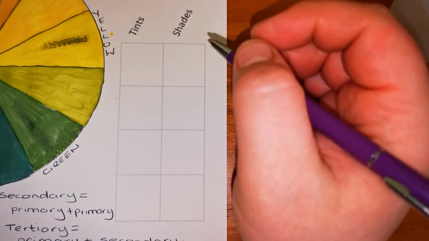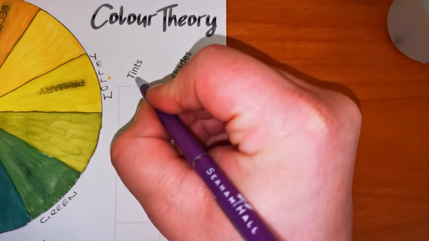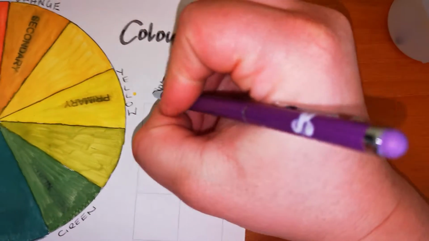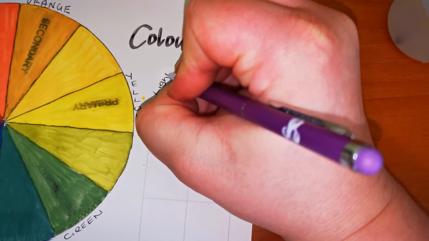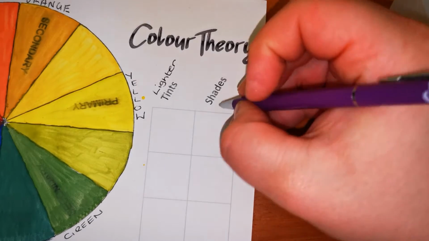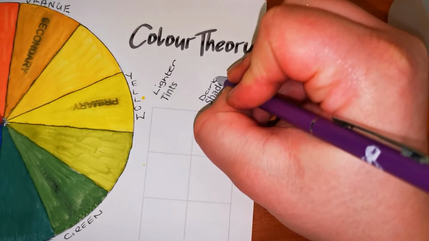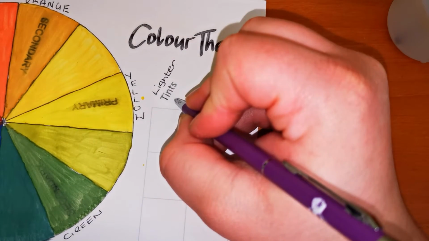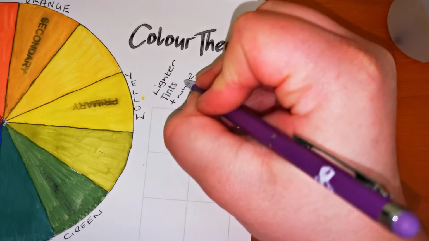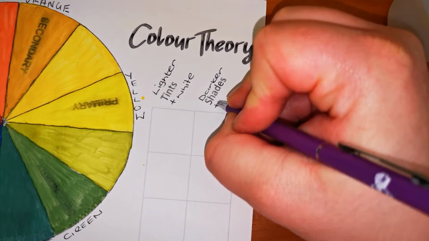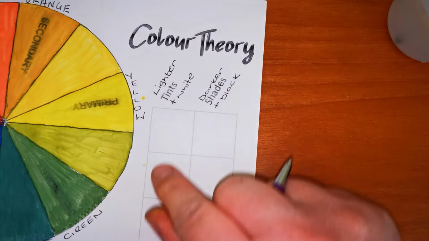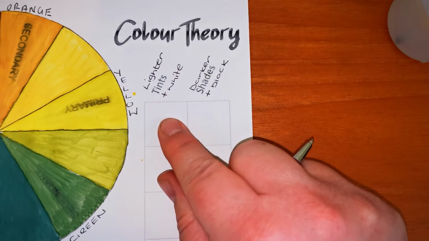In the next part of our colour theory learning, we are going to learn what tints are and what shades are. So tints, they are a lighter version of a colour. And shades, think of it like shadows, shades are a darker version of a colour. So to make a lighter version, we are going to add white, and to make a darker version, we are going to add black. Okay, so we're going to start off with the lighter versions first. We're going to start off with the tints.